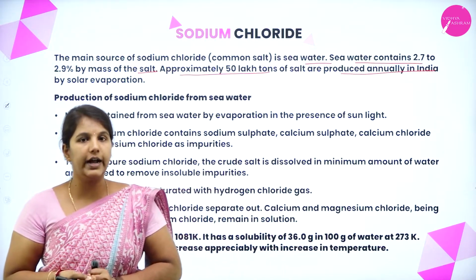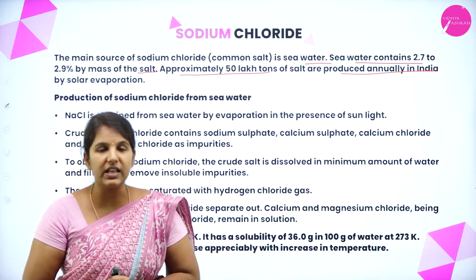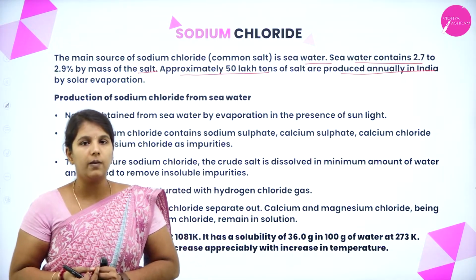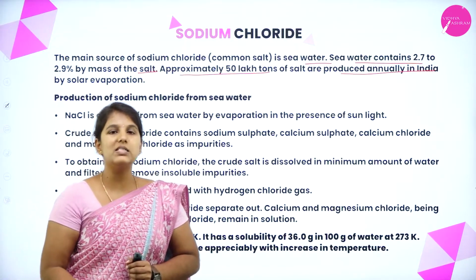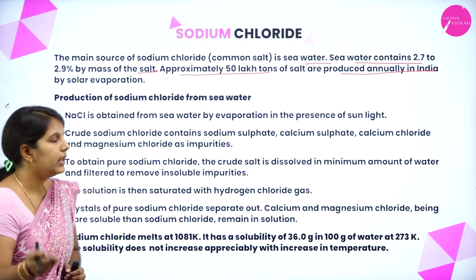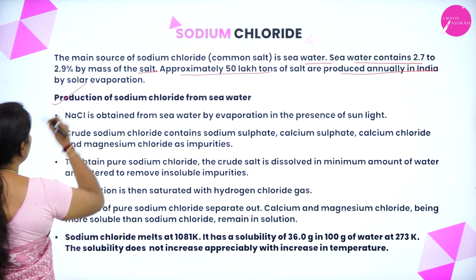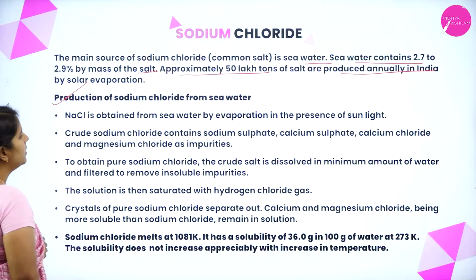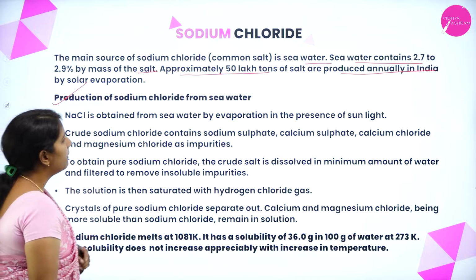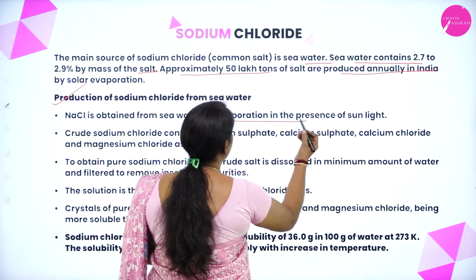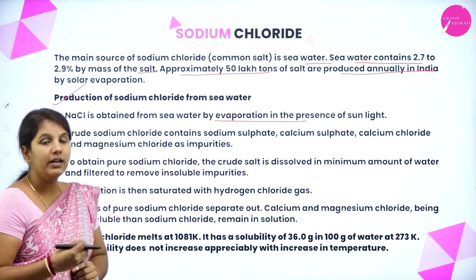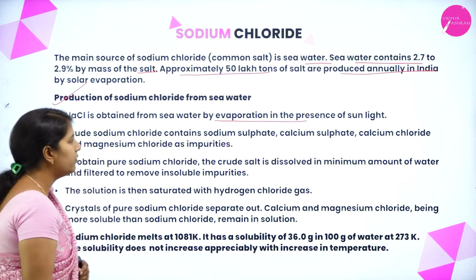So, we know that the salt we use in our daily life is obtained mainly from seawater. How do they prepare the salt from seawater? Let's understand the production of sodium chloride from seawater. NaCl is obtained from seawater by evaporation in the presence of sunlight. So, once the seawater is obtained, they will do the evaporation in the presence of sunlight.